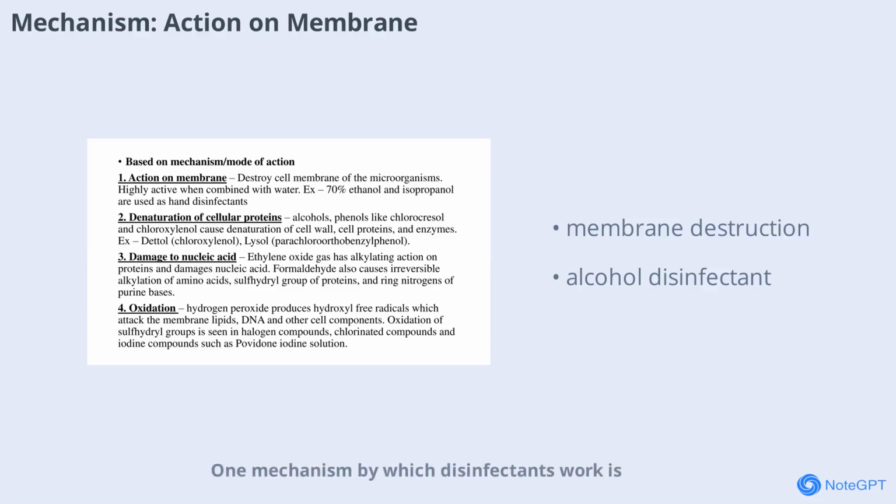A mechanism by which disinfectants work is by destroying the cell membrane of microorganisms. This action is especially effective when combined with water. For example, 70% ethanol and isopropanol are commonly used as hand disinfectants because they disrupt the microbial cell membrane, leading to cell death. This mechanism is fast and reliable, making alcohol-based disinfectants a staple in healthcare and daily hygiene.